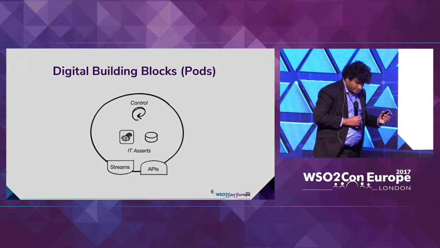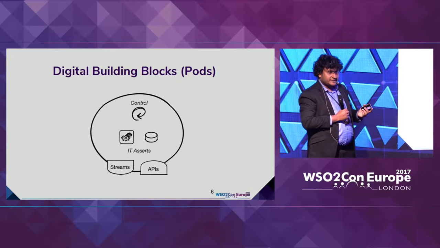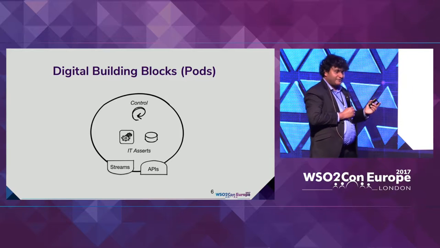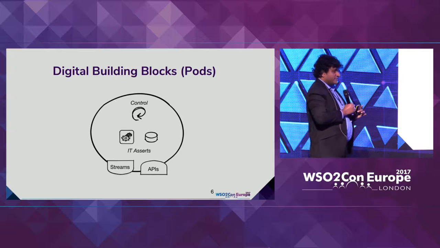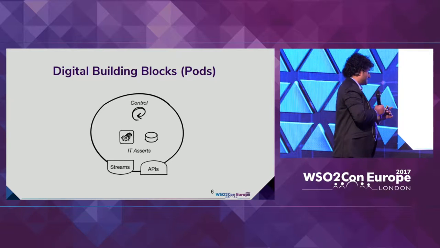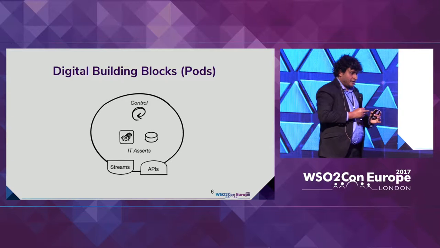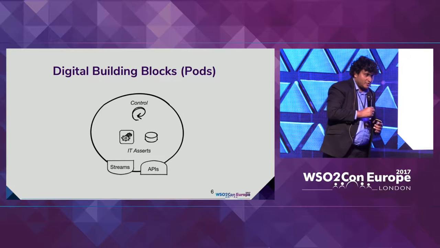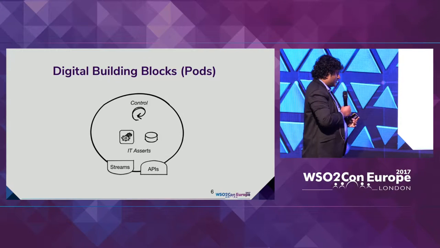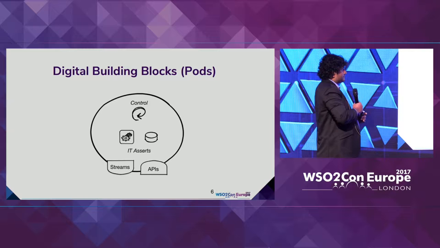So one way of creating a digital business is explained in this book called Connected Business, Connected Company, by Dave Gray. He introduces this concept called digital building blocks for your IT assets, or pods, as they say. These pods basically represent a different IT group or technology group, which will contain their own API streams that they expose to be used by others. And they also have their own control system to optimize its behavior. So that's a pod.